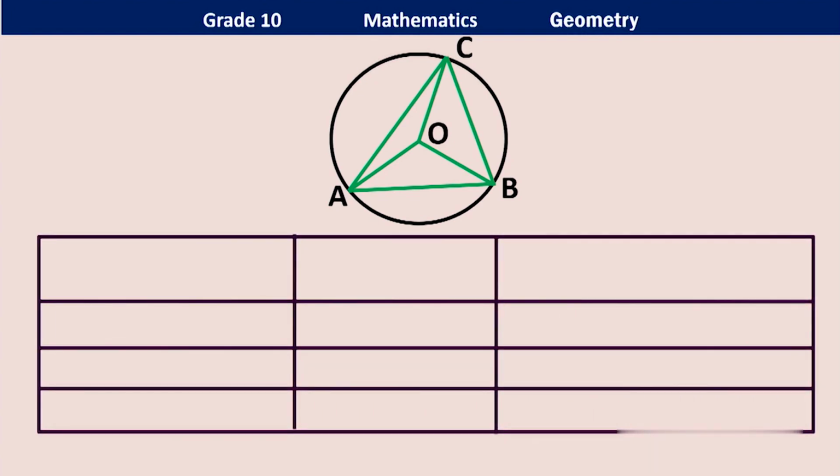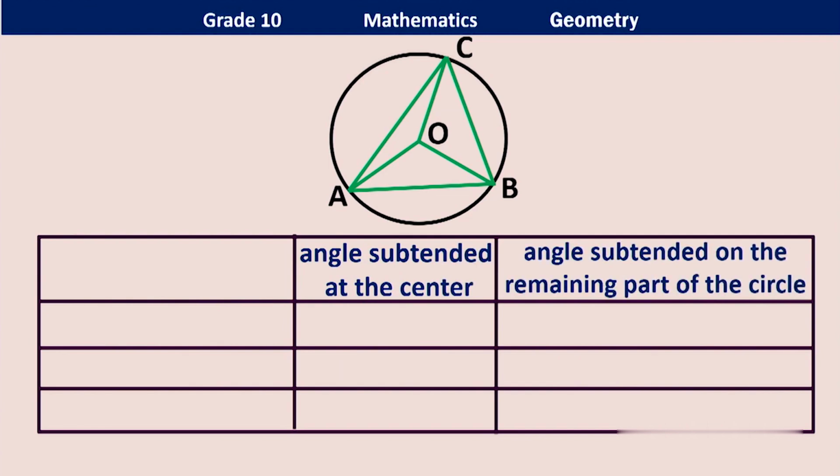Right. Now, I am going to give you a small work to do. We are going to identify the angles subtended at the center and the angles subtended on the remaining part of the circle. I am going to give you some major arcs or minor arcs. You have to tell me the angle subtended on the center or the angle subtended on the remaining part of the circle. Right. So, I am going to do it with you, but you have to do it before me. Okay, we will see.